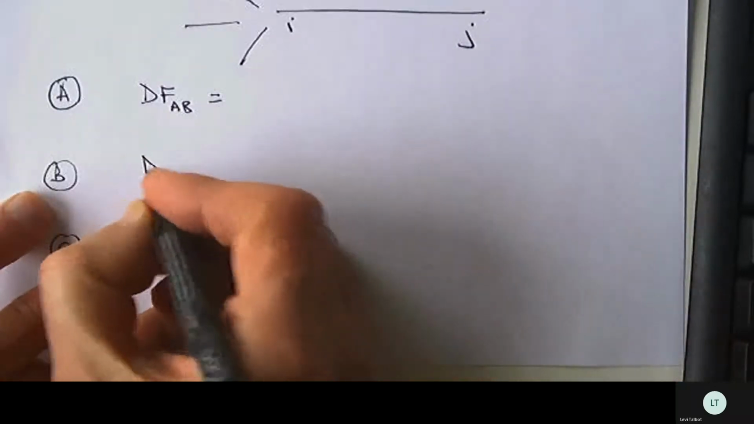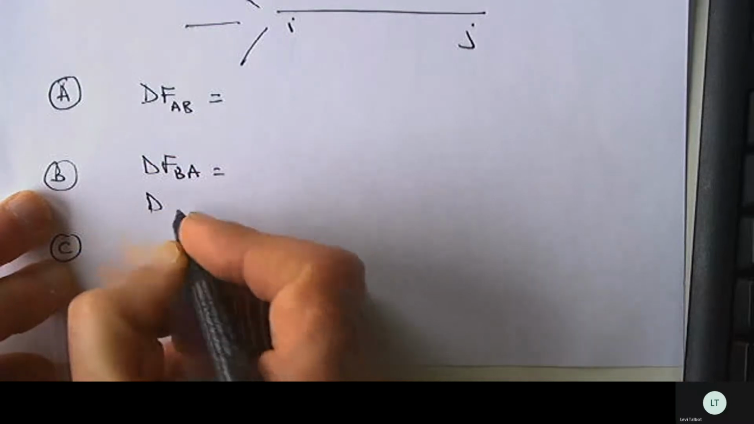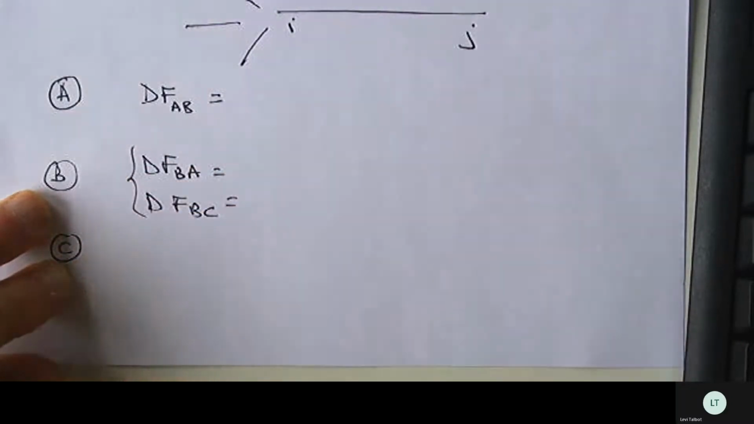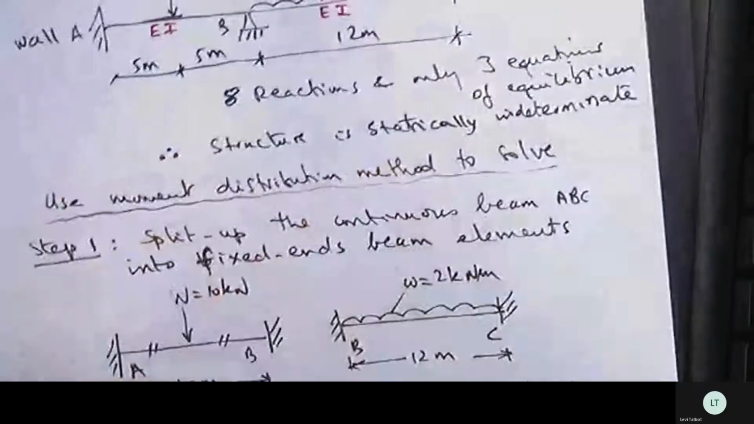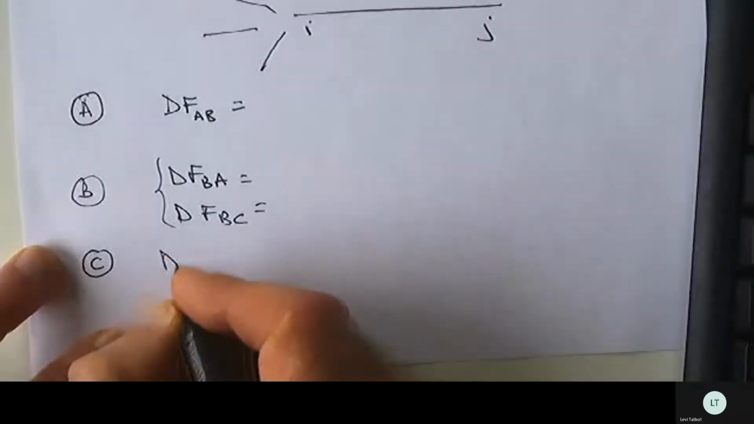So we have BA and BC. Okay, this is for joint B. And finally, how many at C? Do you agree CD? Yeah, we have CD.